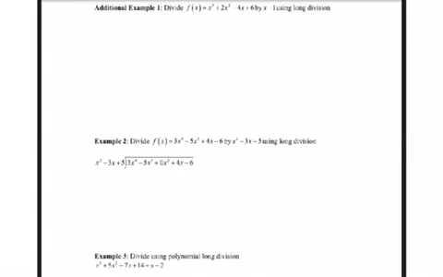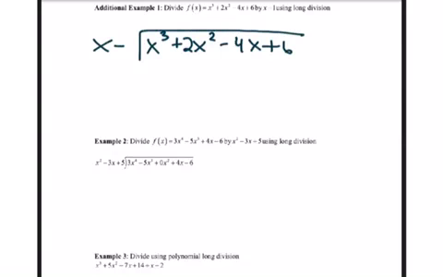We're going to divide x cubed plus 2x squared minus 4x plus 6 by x minus 1. So I want to turn x into x cubed, and I'm going to do that by multiplying by x squared. Now I'm going to multiply that x squared by both pieces and put it underneath. So I've got x squared times x is x cubed. x squared times negative 1 is negative x squared.